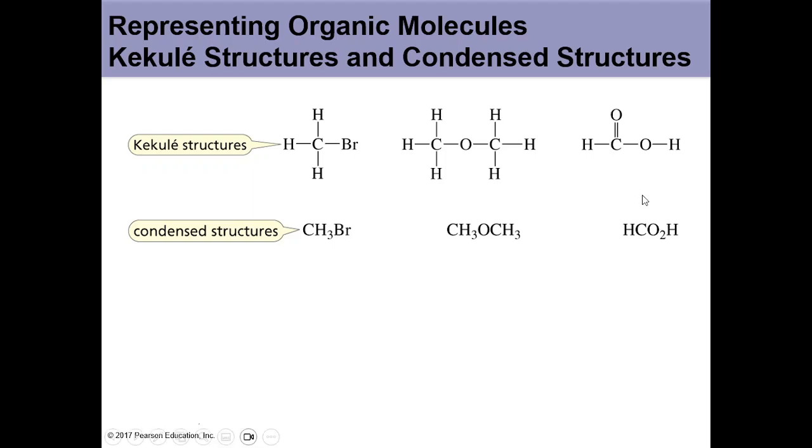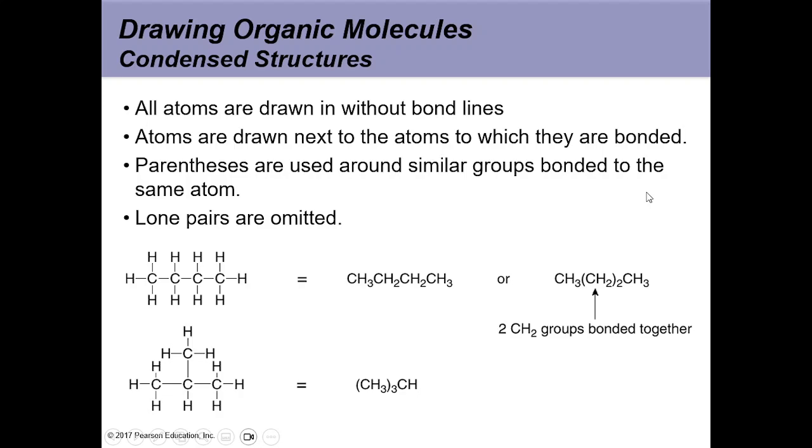So how do we really convert this Kekule structure into a condensed structure? There are a few rules we can basically follow. In the future, after you practice enough, you don't really have to memorize, you basically just know how to do this kind of thing. For example, all of the atoms are going to be drawn without the bond dash lines. The atoms will be drawn next to each other, but you only draw next to the atom they are actually directly bonded to. You can use parentheses around similar groups bonded to the same atom, which we're going to see in some examples. And again, we don't really show the lone pairs.